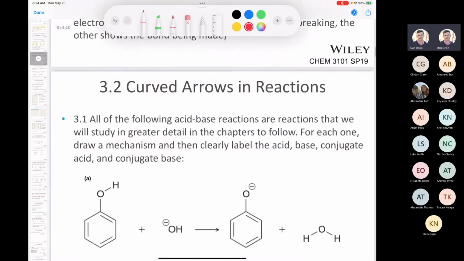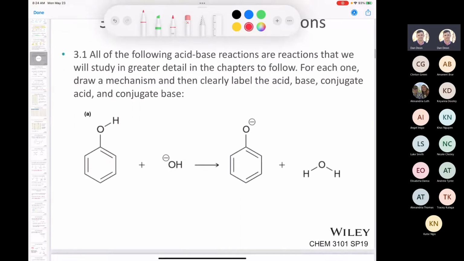Okay, let's take a look at an example here. It says all the following acid-base reactions. Well, there's only one on here, but I have a couple more that we're going to take a look at after this. All these are reactions that we will study in greater detail later on, some in organic chemistry 1. In fact, I think all of them will be studied in organic chemistry 1. Anyhow, it says for each one, draw a mechanism, then clearly label the acid, the base, conjugate acid, and conjugate base. First thing I'm going to do is put in all the lone pairs.